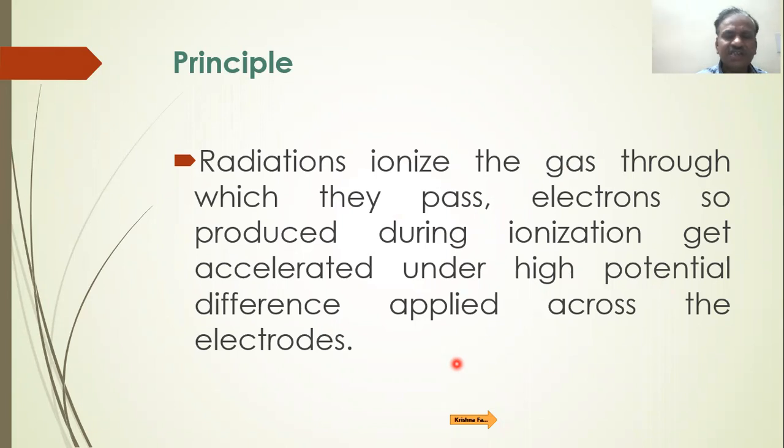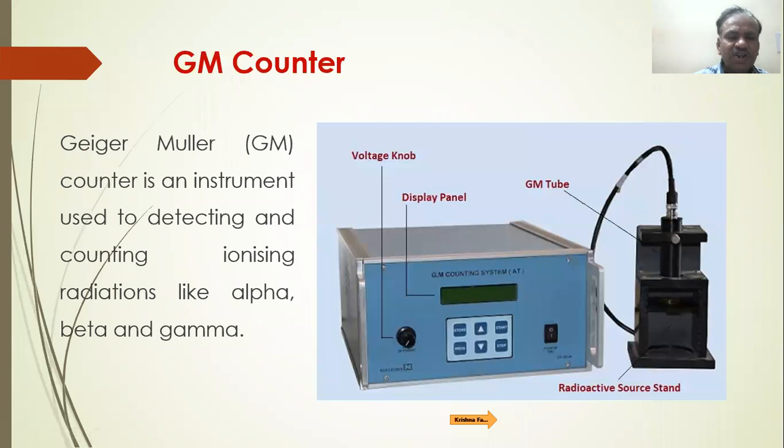What is the principle? Once the radiation enters into the chamber, the gas gets ionized. As a result, positive and negative ions are produced, and those ions are accelerated by the high potential difference here. And finally, those charges are attracted by the respective electrodes. And one more thing, students: the voltage I can vary, nearly from 1000 to 2000. I can vary the voltage here.